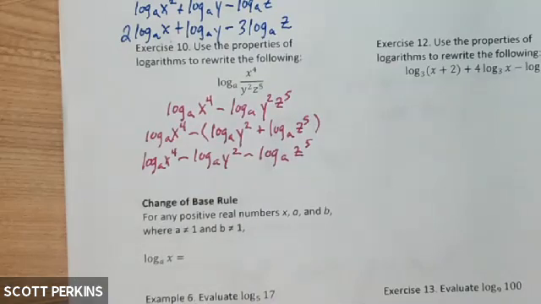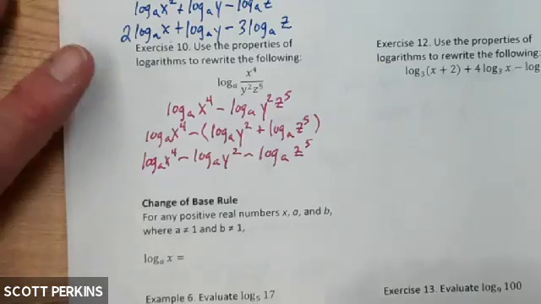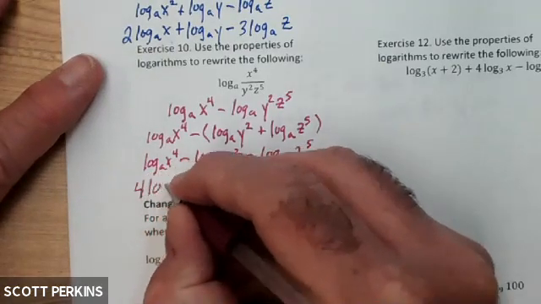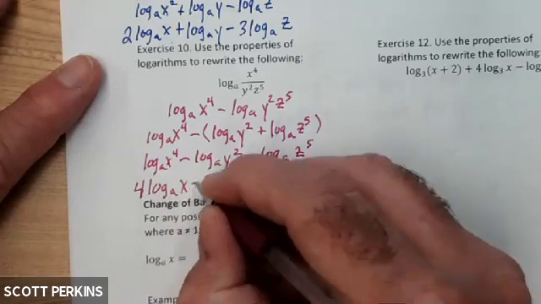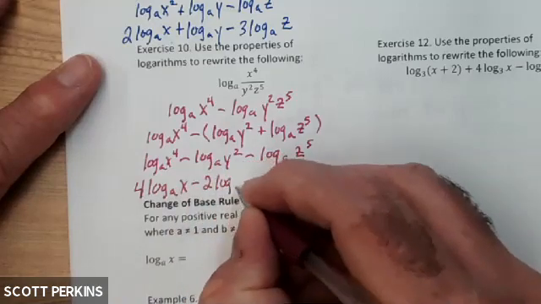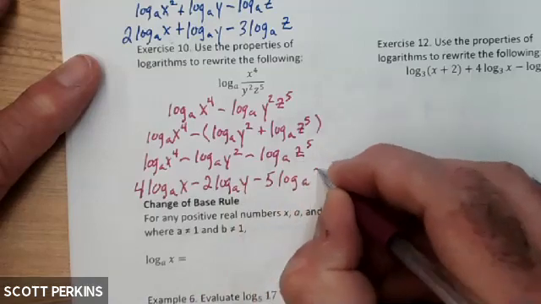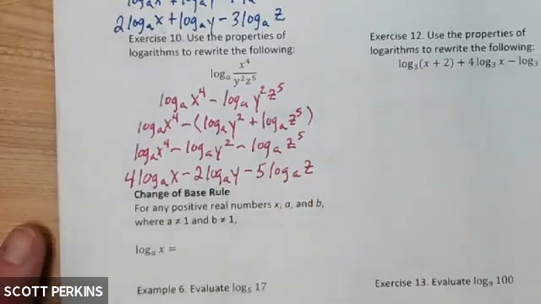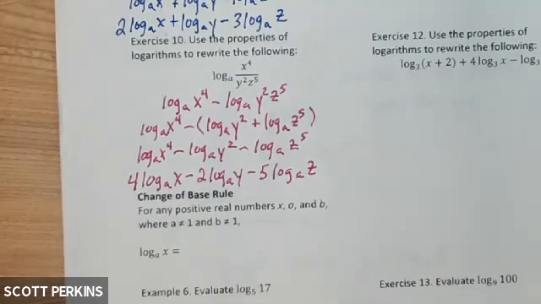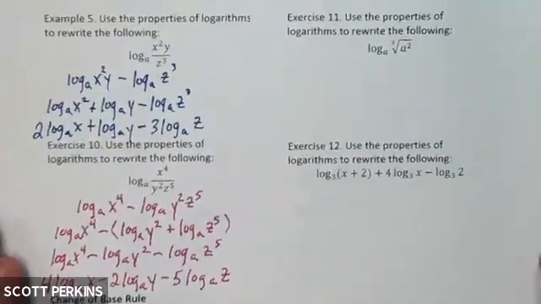Last step, I'm now going to do the power rule. And so I've got 4 log base a of x minus 2 log base a of y, and then minus 5 log base a of z. If there's a question, ask it. If there's not, I'm going to ask you to turn your attention to exercise 11.